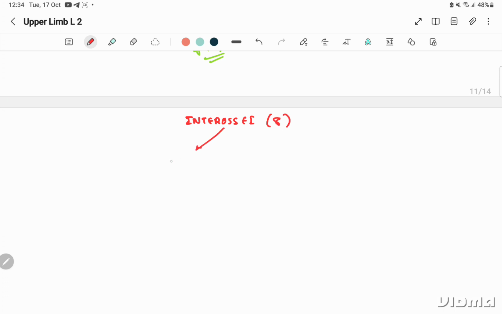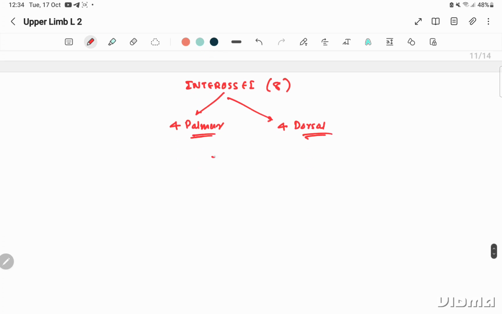Interossi are 8 in number, that is 4 palmar interossi and 4 dorsal interossi. Okay, 4 dorsal and 4 palmar are there, and all of them are supplied by the ulnar nerve. Okay, ulnar nerve supplies the interossi.